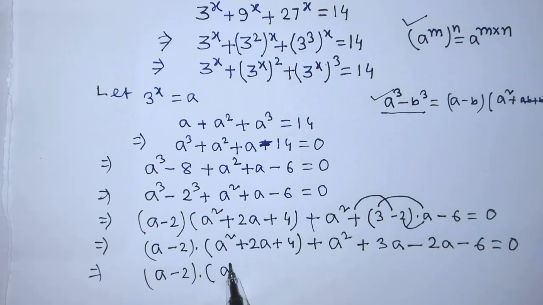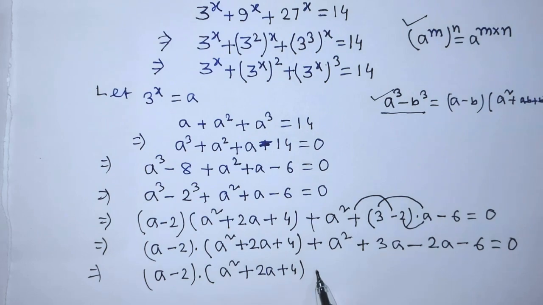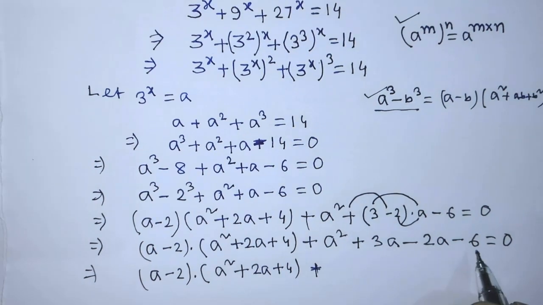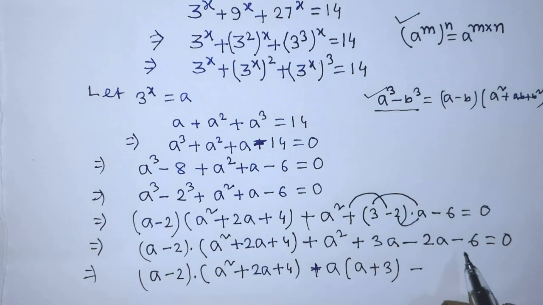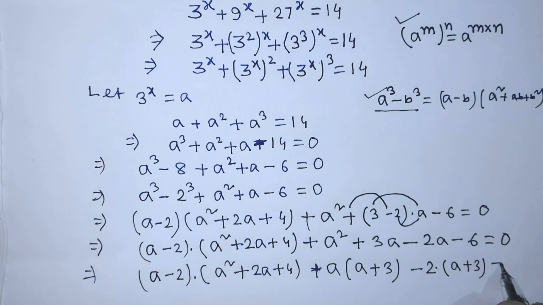So student, after that we can write from the left hand side (a - 2) times (a^2 + 2a + 4) plus, from the last 4 terms, a times (a + 3) minus, so we have to take common 2 from the last 2 terms, so we can write in here 2 times (a + 3) is equal to 0.